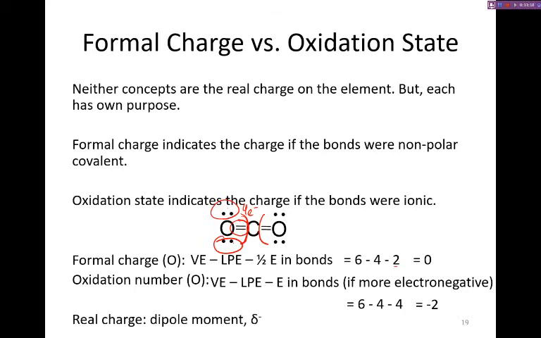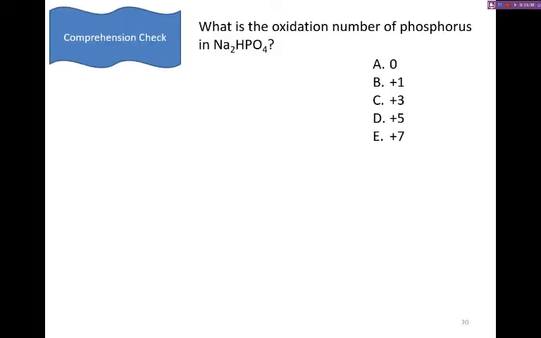So let's practice now. But in reality, as I said, these don't actually indicate the charge. In reality, we know that there's a partial charge. There's a slight dipole moment or bond dipole, with a partial negative charge on each of the oxygens and a partial positive charge on the carbon. So let's practice here with an oxidation number.